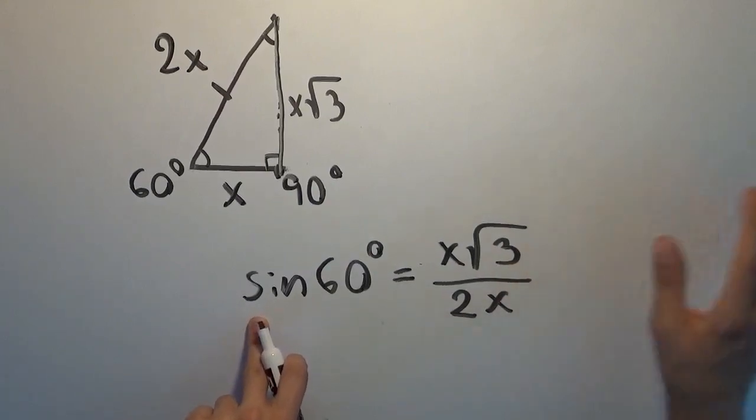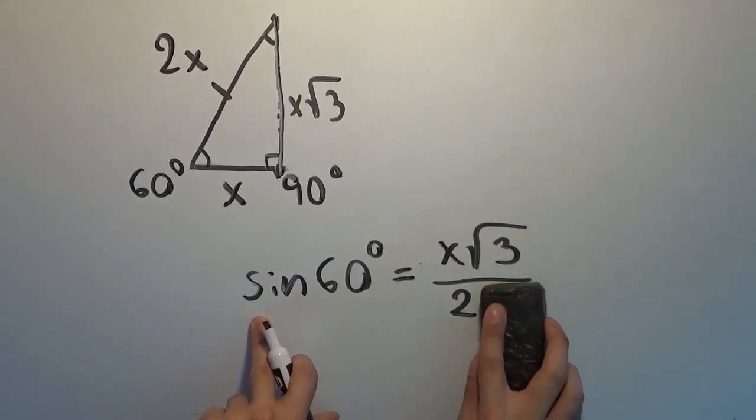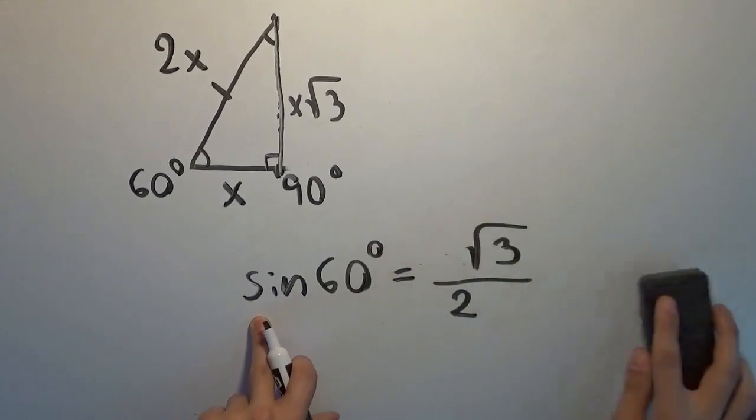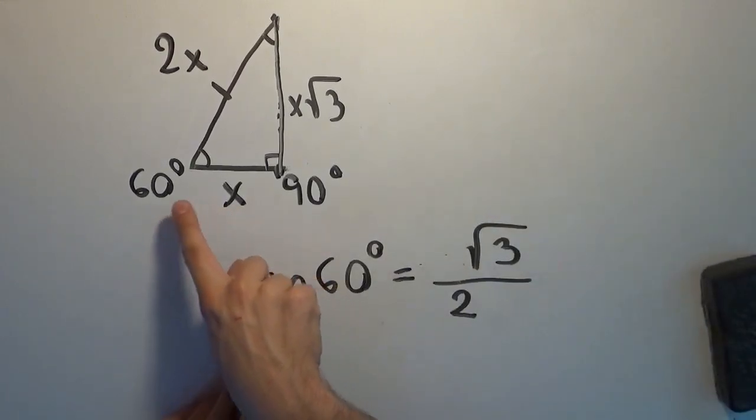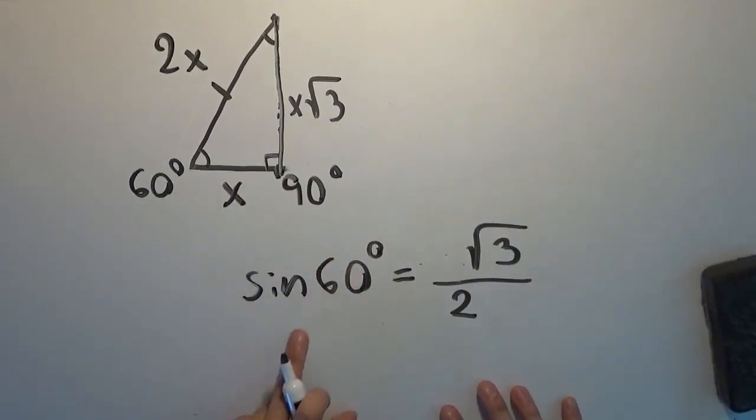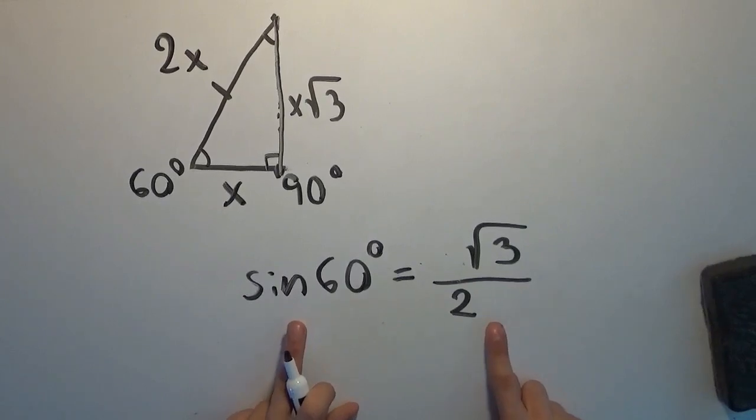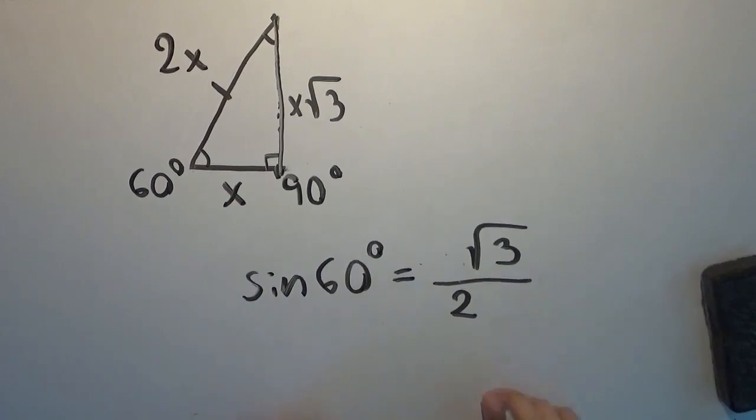It actually doesn't matter the size, because take a look what happens. The x's cancel. x divided by x is 1, assuming x isn't 0, which of course it isn't because it's a length of a right triangle, and therefore we've just discovered that the sine of 60 degrees is root 3 over 2. Is the square root of 3 divided by 2. Okay? So let's keep that in mind.